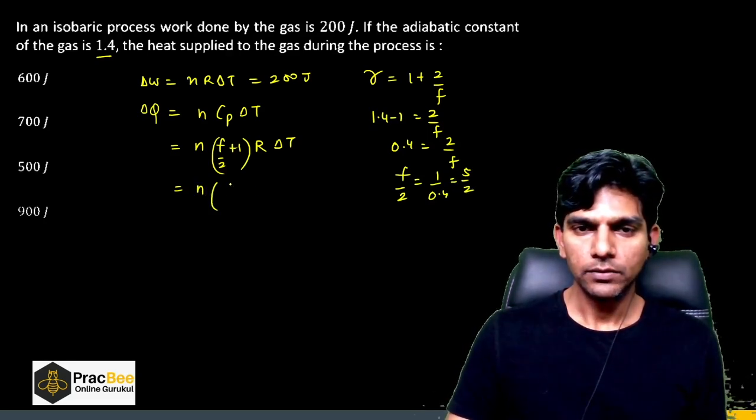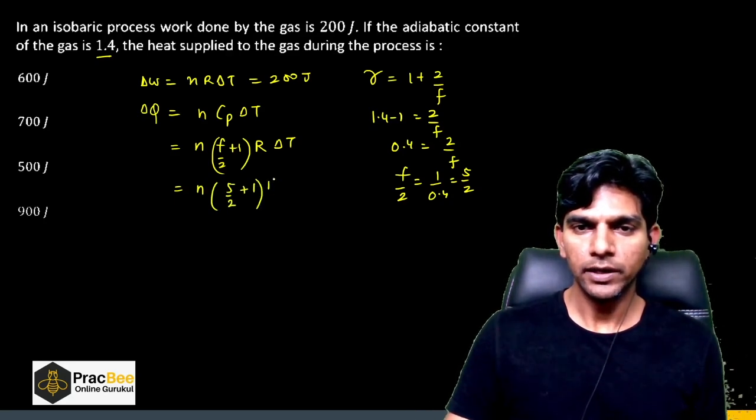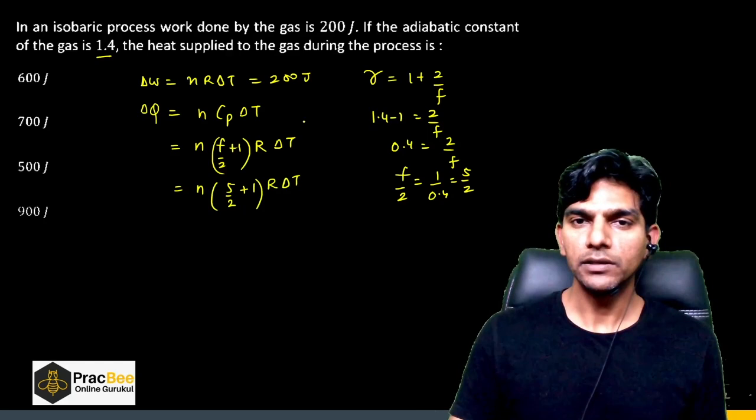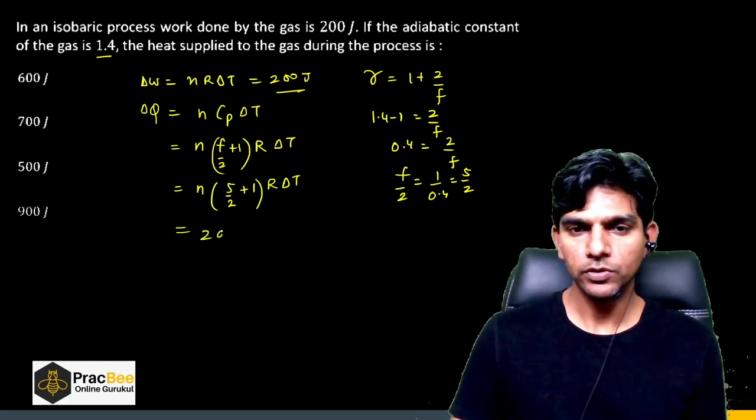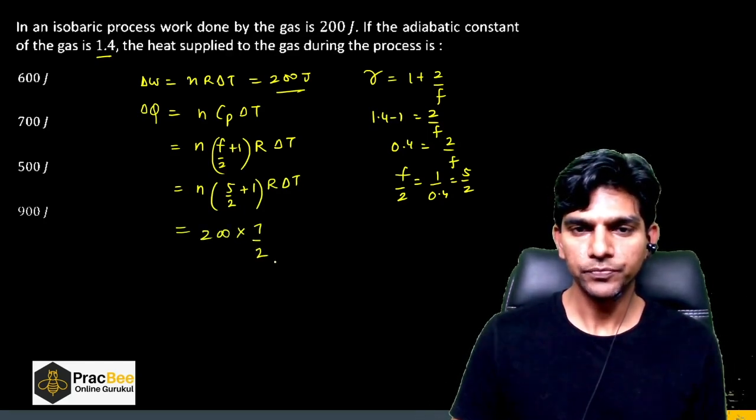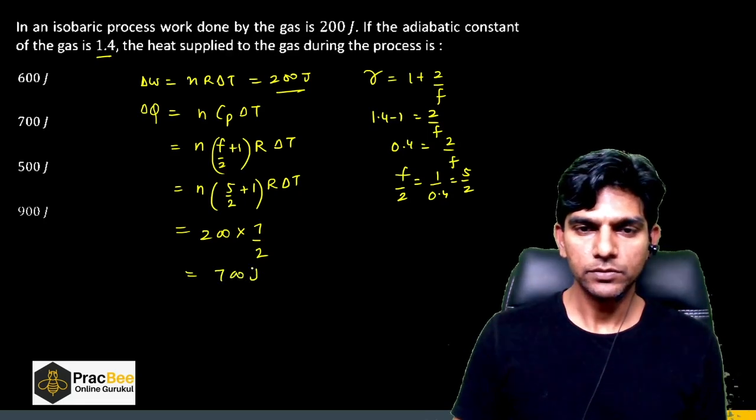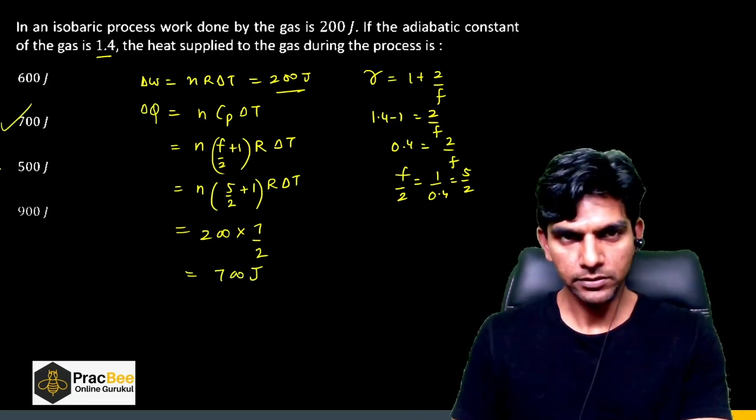So n (5 by 2 plus 1) R delta T. The nR delta T value is 200, so this will be 200 times 7 by 2. So it is 700 joules. So option 2 is the right answer.